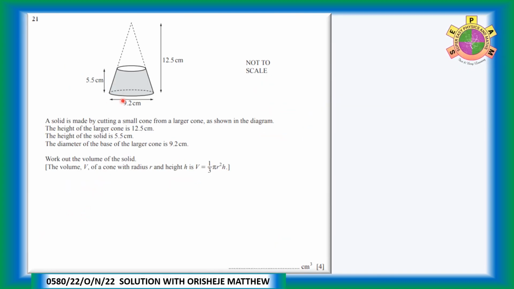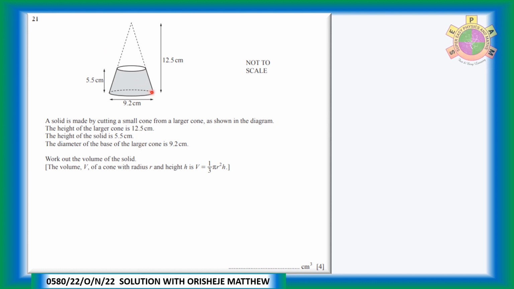Question 1 has to do with a cone. So we are looking for the volume of a frustum. So if you have a big cone and you cut parts of the upper cone, you are left with a solid shape here. This shape is called a frustum. So how do we do that?